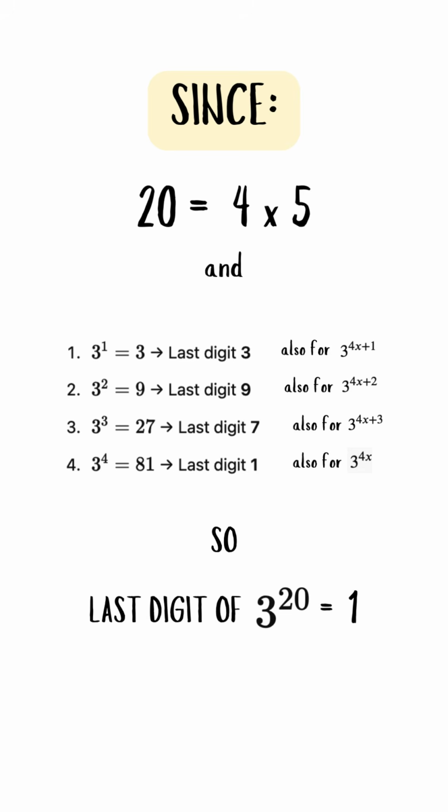Now since 20 is equal to 4 times 5, which is basically also in the form of 4x, the last digit of 3 to the power of 20 is equal to 1.